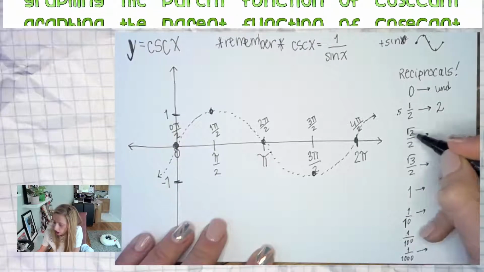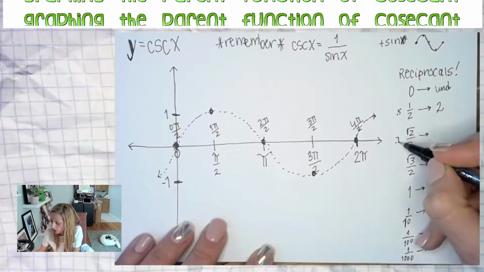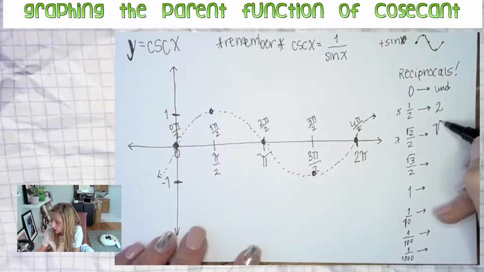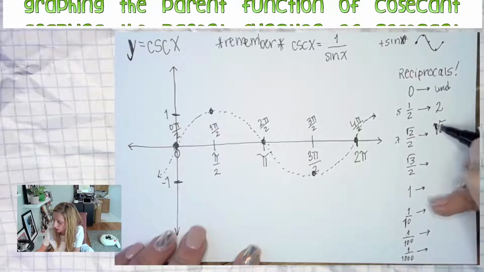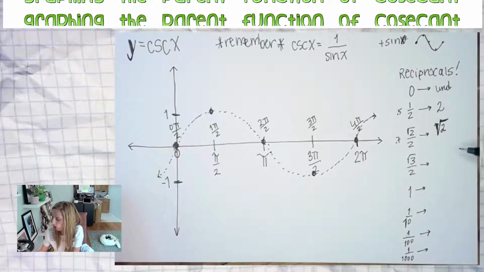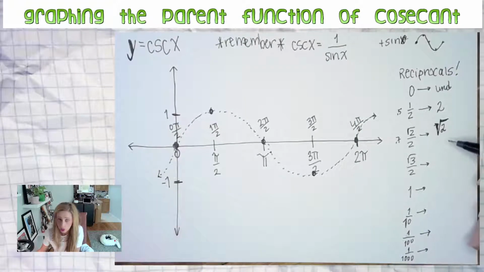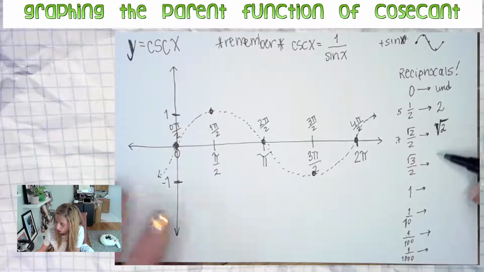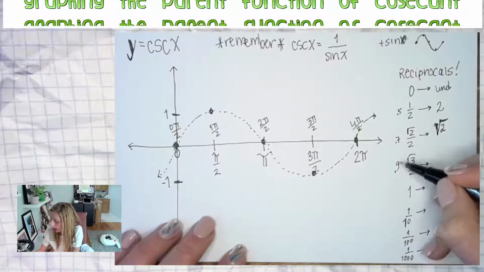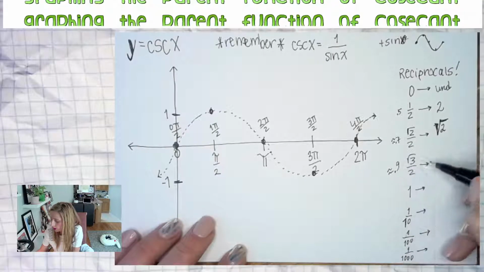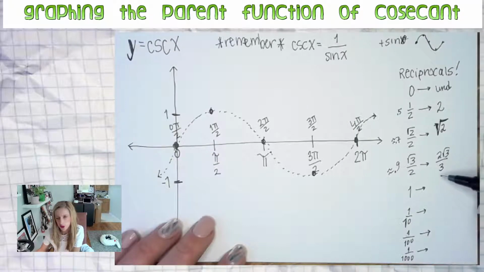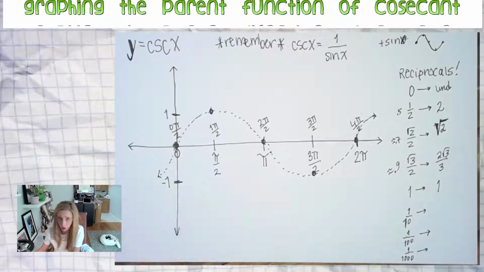The reciprocal of radical 2 over 2, which is about 0.7, so close to 7/10, is just root 2. That's not a negative, I don't know why I put that little hook there. And that's about 1.41, something like that. So bigger than 1. So 2, and a little bit bigger than 1 here. Root 3 over 2, which is about 0.86, about 0.9, approximately. That reciprocal is 2 root 3 over 3, which is a little bit closer to 1. The reciprocal of 1 is 1.